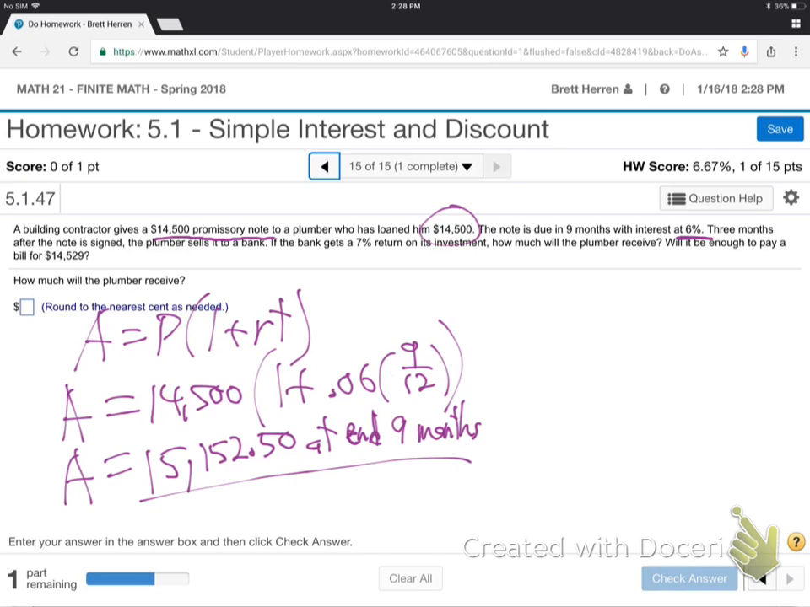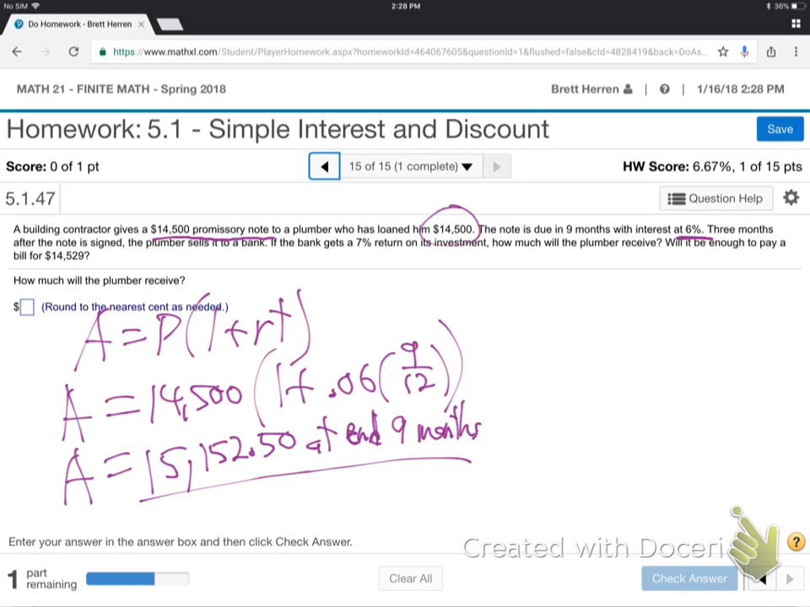So the bank is thinking, look, if this is what this note is worth at the end of 9 months, then we'll pay you a lower amount right now so that we really make 7%. Whatever lower amount would be making us 7% per month between now and the time the note is paid at $15,152.50. So the question for us is, what amount is that?